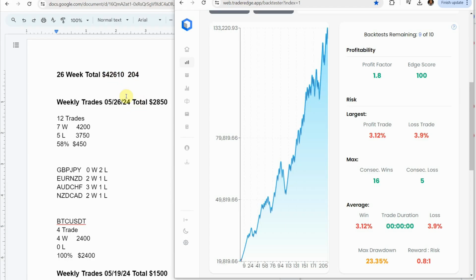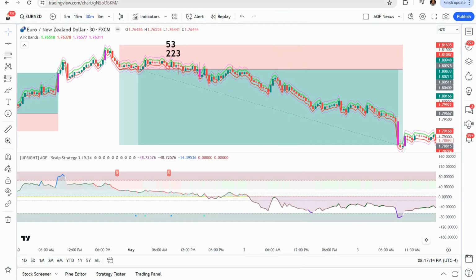The 26-week total, we would have been up $42,610 over 204 trades. You can see more stats on the strategy here and the growth of the equity there. And so really good stuff from the Academy of Forex Indicator. All right, so that's it for this strategy, and we will move on to the next video from here.